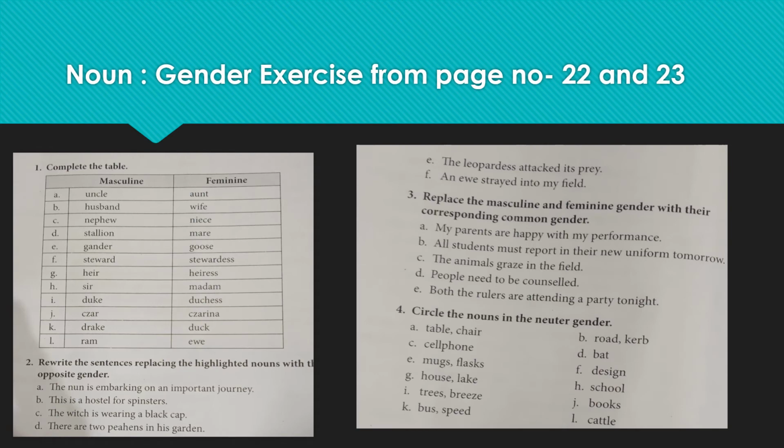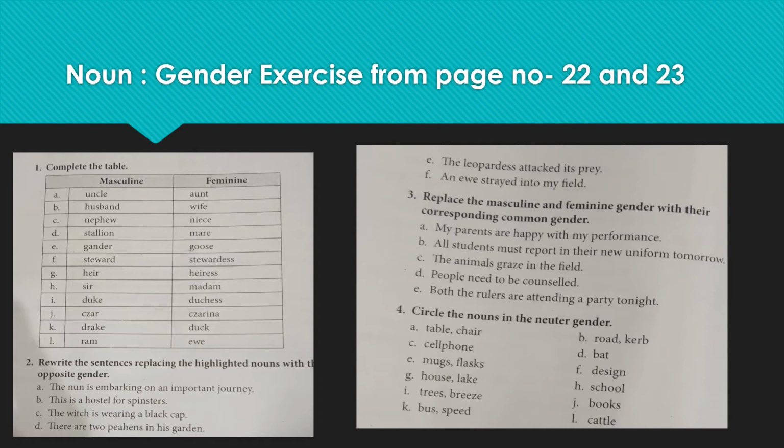Next, take the topic noun gender in the textbook. We already completed masculine gender, feminine gender, common gender and neuter gender. Four genders we studied, and exercises for those four genders are there. Page number 22 is given, see here. You have to complete that. Page number 23 is also given. In a sentence, red color words are given. You have to change them in gender. Masculine is given, then you have to change it to feminine gender and complete the sentence.